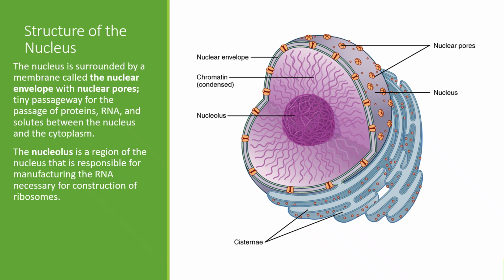The nucleolus is a region in the nucleus that's responsible for making the ribonucleic acid or RNA that's necessary to construct the ribosomes. So that dark purple area you see, that's the nucleolus. There's usually one, there's sometimes two, so it's nucleoli in Latin, and I at the end of the word means it's plural.